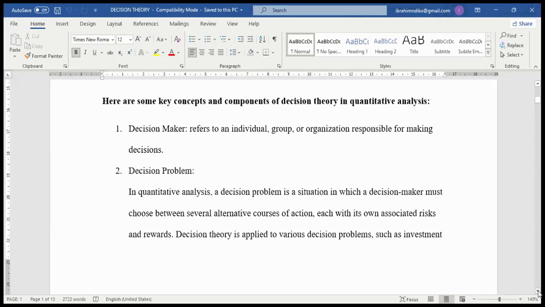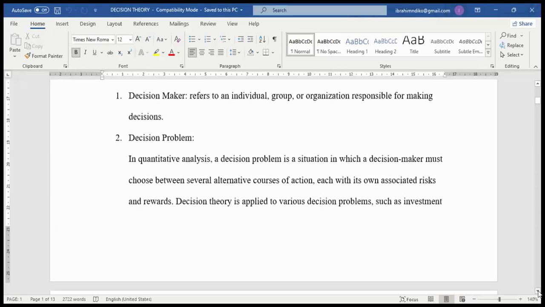Number two, the decision problem. A decision problem is a situation in which the decision maker must choose between several alternative courses of action, each with its own associated risk and reward.